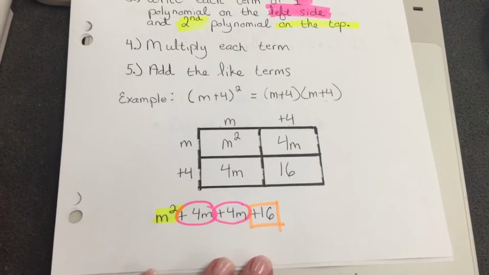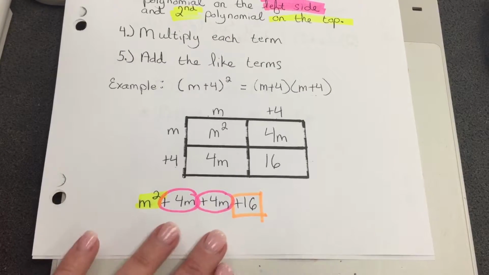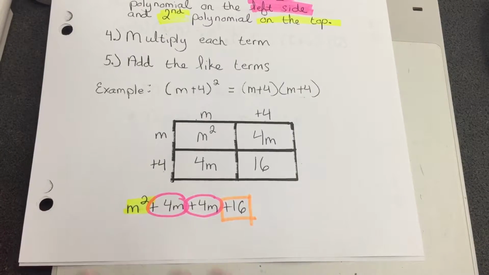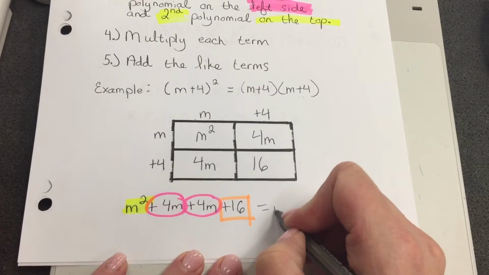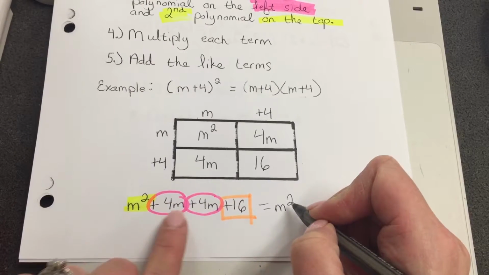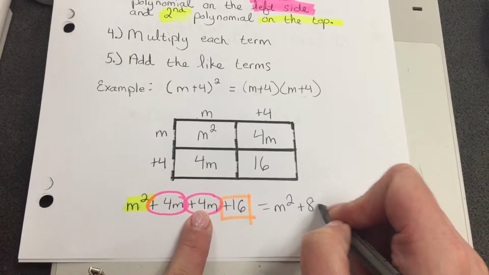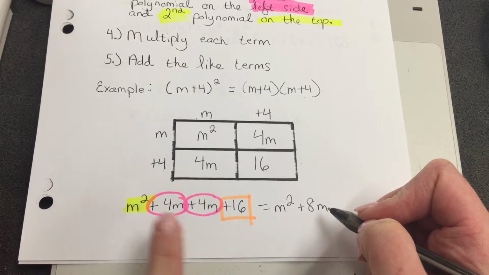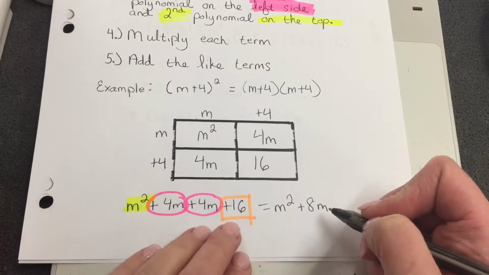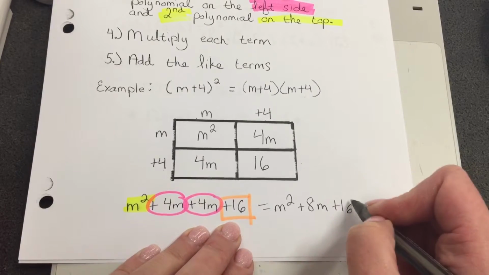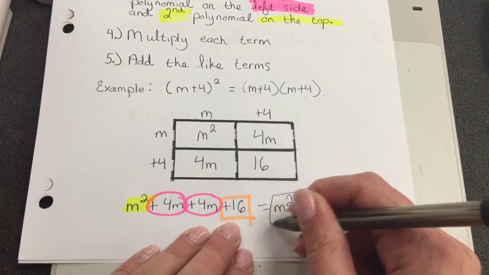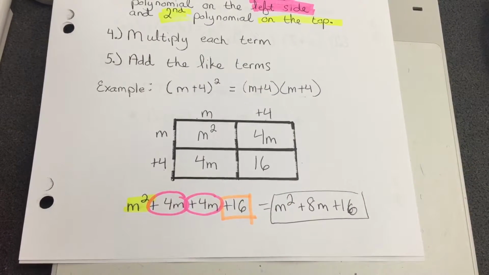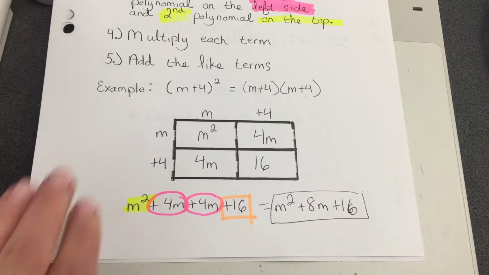Okay? So now, sorry about the phone there. Now what you have to do is combine like terms. So this actually gives us m squared. 4m plus 4m is 8m, because remember, when you're adding polynomials, you're actually just adding the coefficients. And plus 16. So our answer is m squared plus 8m plus 16.